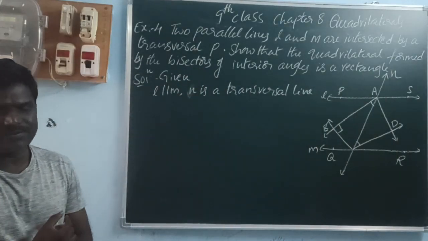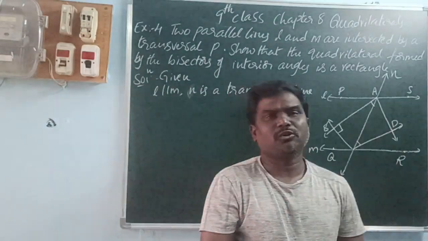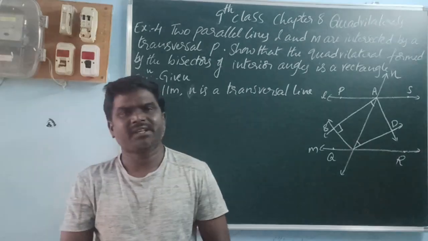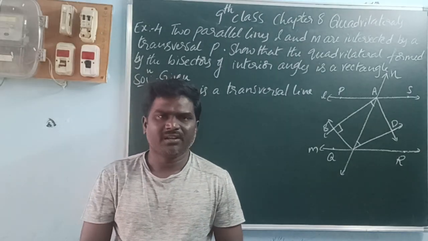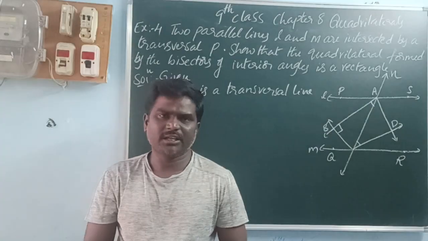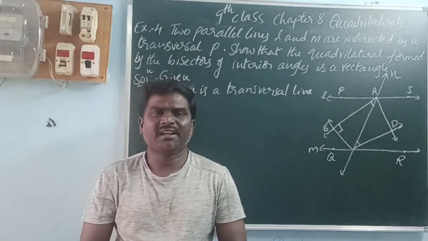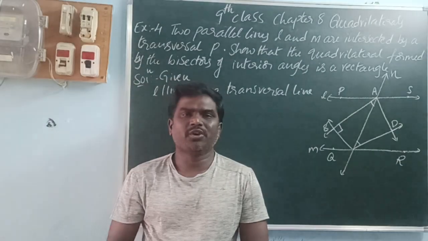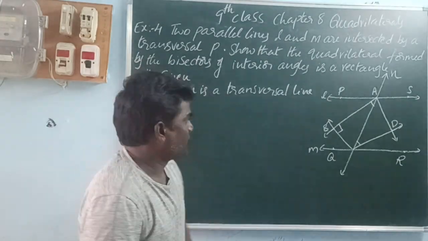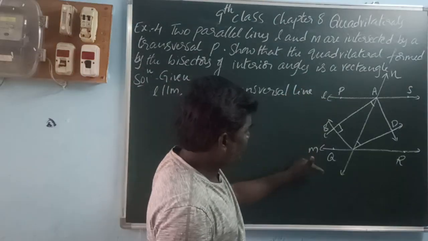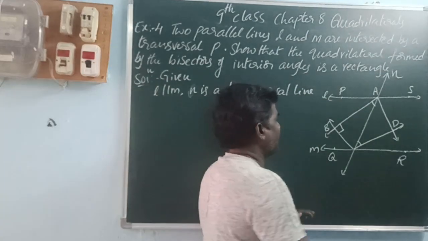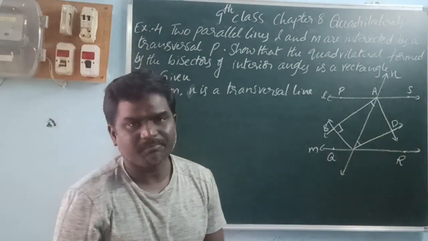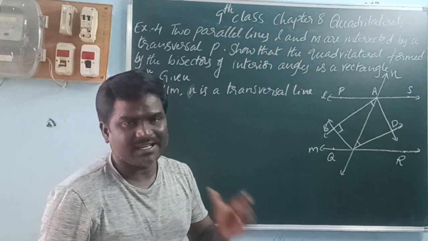When it is a transversal line, we know the conditions of parallel lines. What are they? Corresponding angles are equal. Alternate interior angles are equal. Vertically opposite angles are equal. Sum of co-interior angles is 180. Sum of co-exterior angles is 180. So when these two lines are parallel and there is a transversal, this angle and this angle are equal. Why? Alternate interior angles are equal.